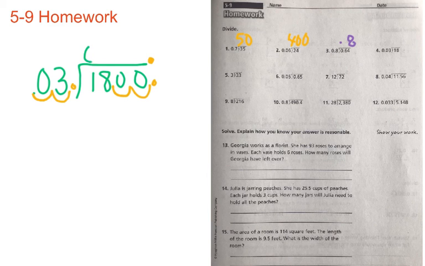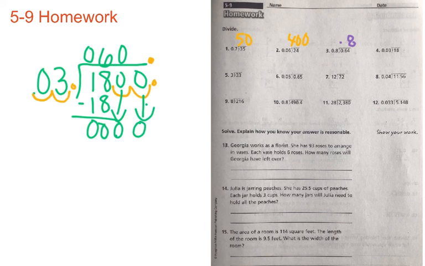3 can go into 1 0 times. 3 can go into 18 6 times. 6 times 3 is equal to 18, and 18 minus 18 is equal to 0. Bring down your 0. 3 can go into 0 0 times. Bring down your next number, a 0. 3 can go into 0 0 times, and your answer is going to be 600. You can go ahead and complete 5 through 12 on your own.